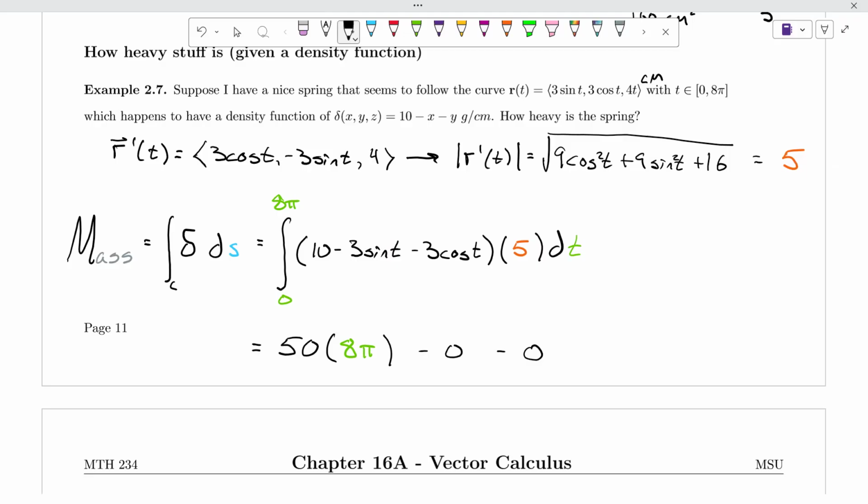When you're already dealing with a bunch of other really complicated stuff, it's going to be nice to take shortcuts when you can, especially if that can relieve some of your mental load, so you don't have to think too hard about some of the integration we're doing. So integrating a trig function over its full period is 0, which means this thing comes out to 400 pi. And that'll be in grams.